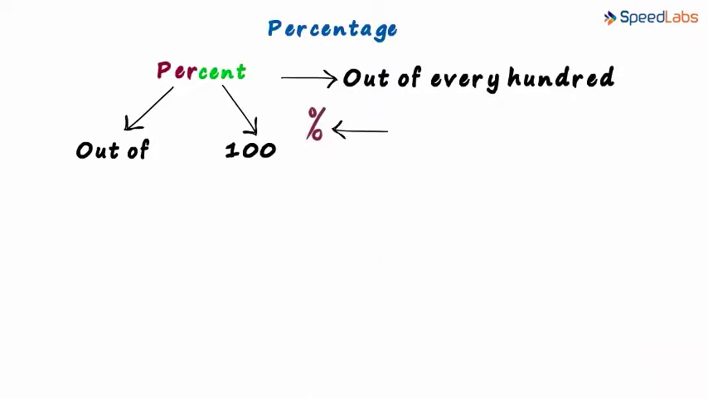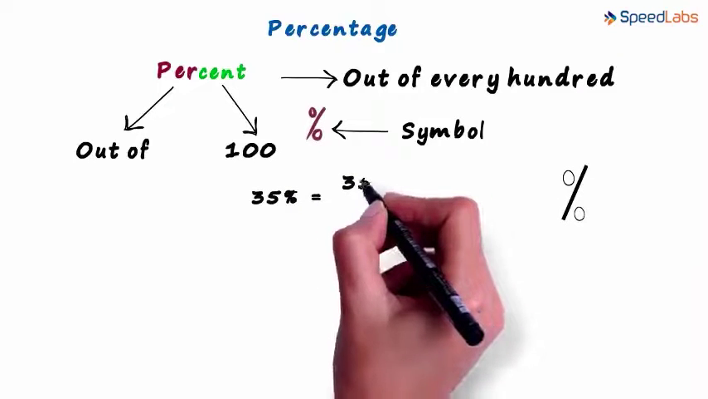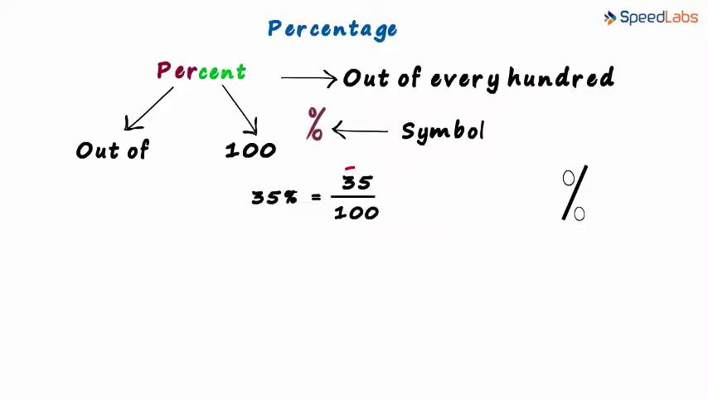Why this symbol? Well, you can think of it like this. Percent is all about 100. The 1 rests between the two zeros and the zeros get tinier. So 35% basically means 35 by 100 or 35 parts out of 100 parts.